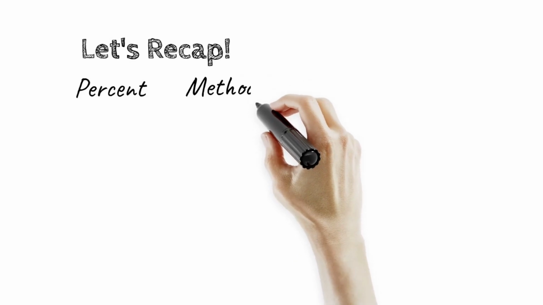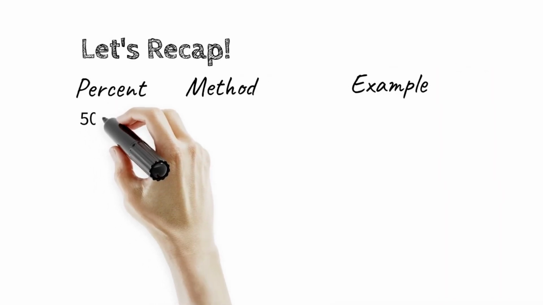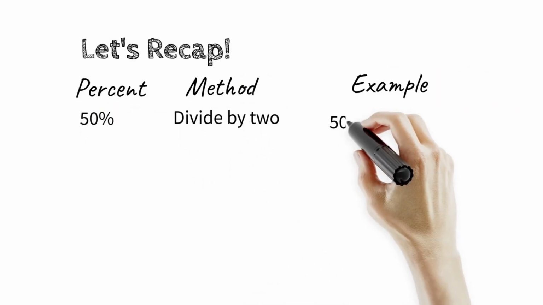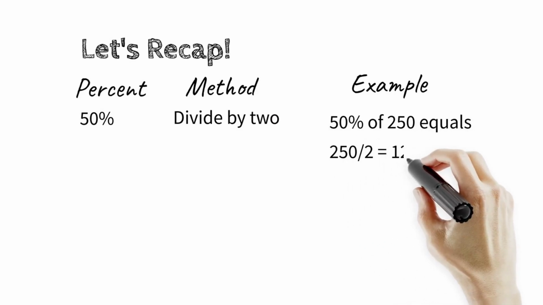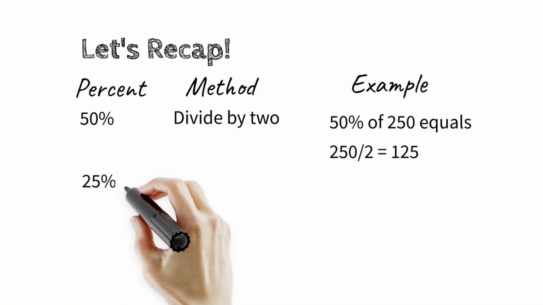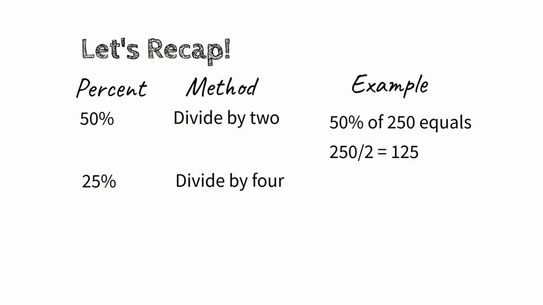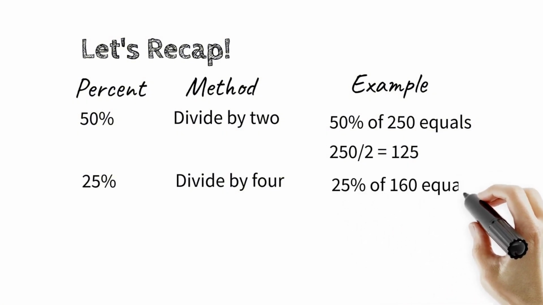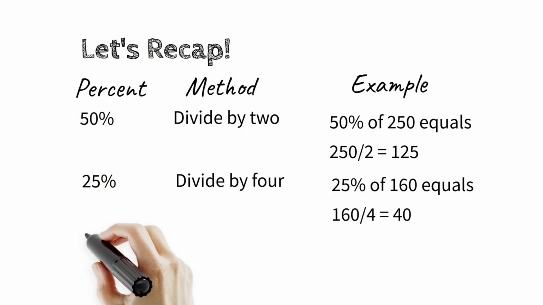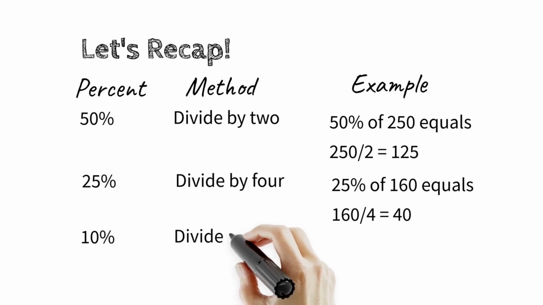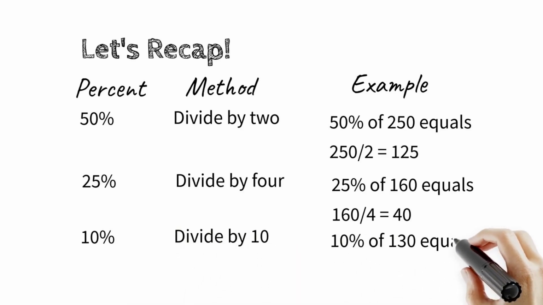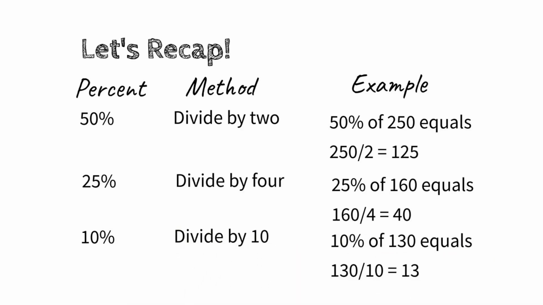50% means divide the number by 2. So 50% of 250 equals 125. 25% means divide by 4. So 25% of 160 is 40. And 10% means divide by 10. So 10% of 130 equals 13.